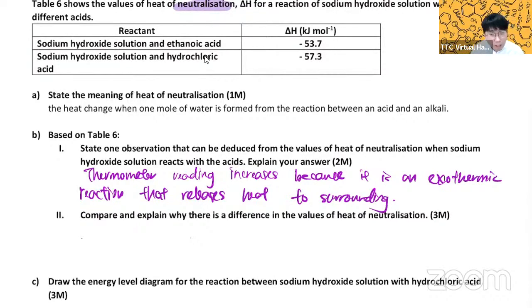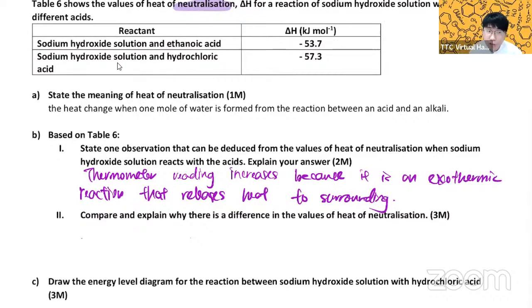So, definition again. Strong means ionizes completely to give you more H plus. Weak is partially, to give you lesser H plus. So if it's about weak, why does weak have lesser heat release? Because some of the heat is used by this ethanoic acid. Because it ionizes partially, it absorbs some heat to ionize itself. It used heat to ionize. That's why it released lesser heat. It used a little bit of heat.